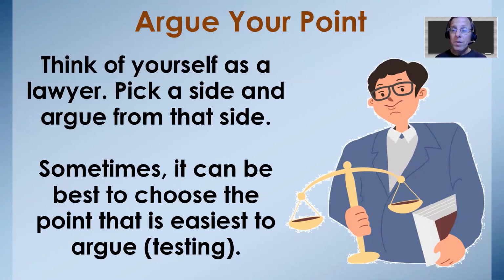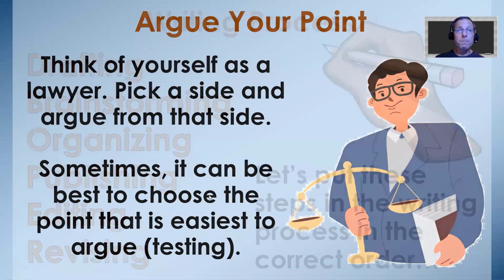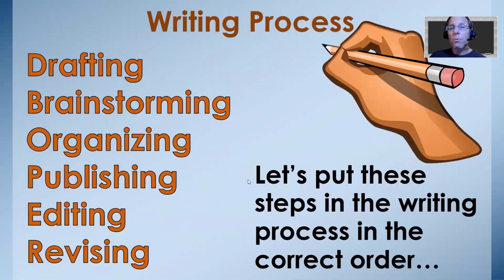So for example, you might think that remote work is actually negative and that it should be discontinued, but you might find that this is a little bit difficult to argue. You might find that it's far easier to argue in favor of remote work. If you've got unlimited time, you might seek out reasons as to why remote work is negative. But if your time is limited, if you're in a standardized testing environment, always choose the option that's easiest to argue. So let's talk about the writing process.